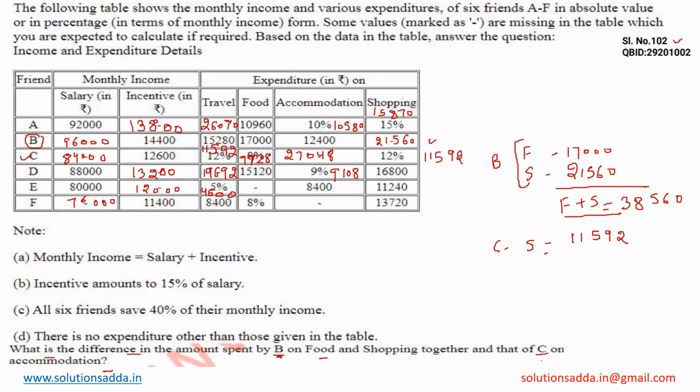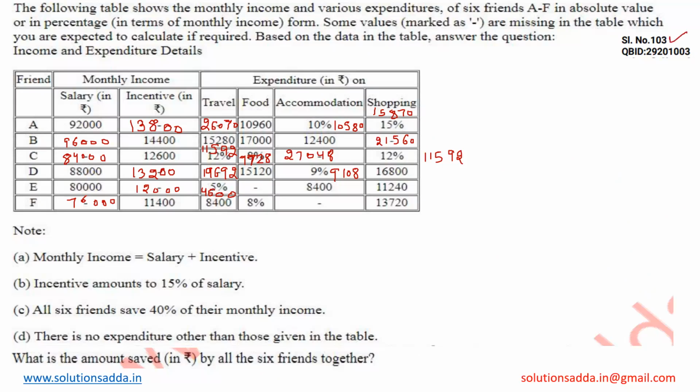So here is a mistake. We need not check the shopping value of C, but instead we need to check the accommodation value. We have taken the value from the shopping, but no, this value should not be there. We need to check the value of the accommodation. So here the accommodation value spent by C is 27,048. So we need to deduct this value from 38,560. The amount we'll get is 11,512. So the correct answer for this question will be 11,512.